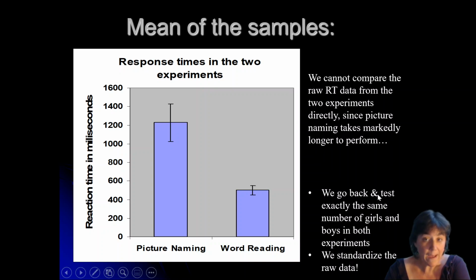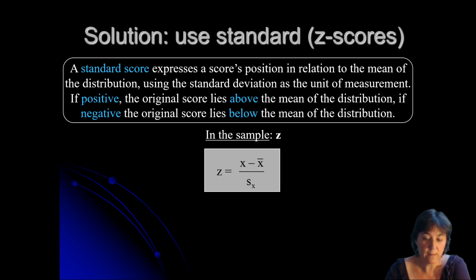We could go back and test exactly the same number of girls and boys in both experiments, but hey, who wants to do that, right? It has been hours of data collection procedures, but there is a solution. We can simply standardize the raw data and thus work with the standardized data in the comparison of male and female performance. So that was the problem. This is the solution. But what does it mean, standardization or z-scores?